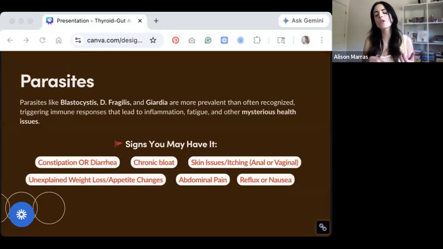So again, constipation, diarrhea, chronic bloat, skin issues, and itching, okay, especially anal or vaginal. So if you're out here with an itchy butt, we want to make sure we're testing this. Unexplained weight loss and appetite changes, abdominal pain, and then reflux or nausea.